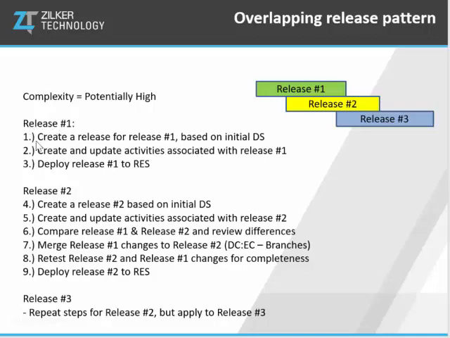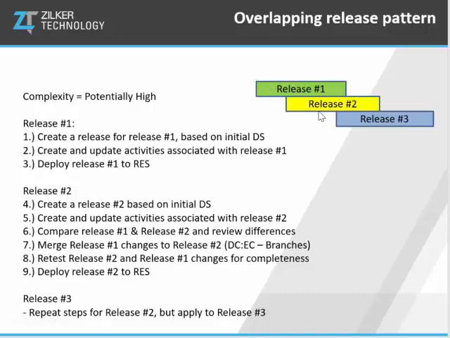Release 1. We create the release for release 1, and then it's based on the initial release, as is all these releases. Then we create any change activities, verification activities, and deploy release 1 to the rule execution server as if nothing changed. And that's a no-cost release. There's not going to be any conflicts.